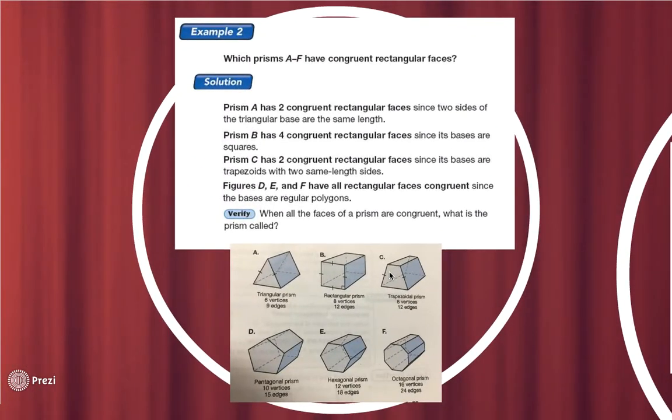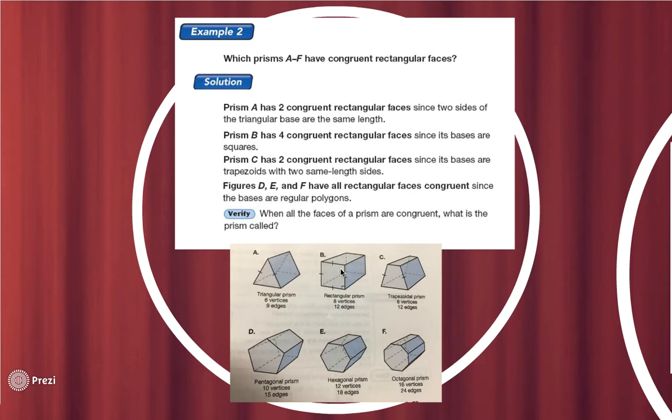Example number 2, which prisms A through F have congruent rectangular faces? If you look at letter A, this triangular prism has 2 rectangular faces that are congruent, this side and this side, and we can tell that from the tick marks on the triangular prism. This line is even to this line, so the faces on each side are equal, because the triangle in the back has to be the same size as well.